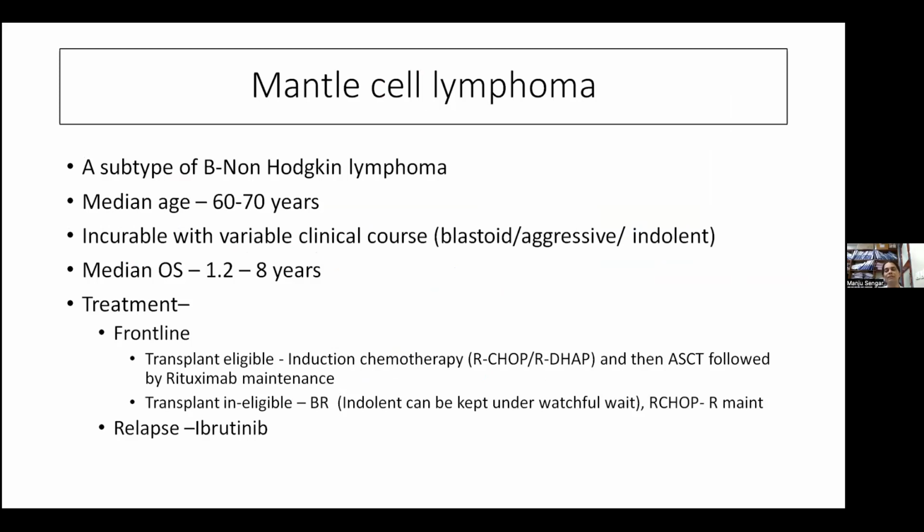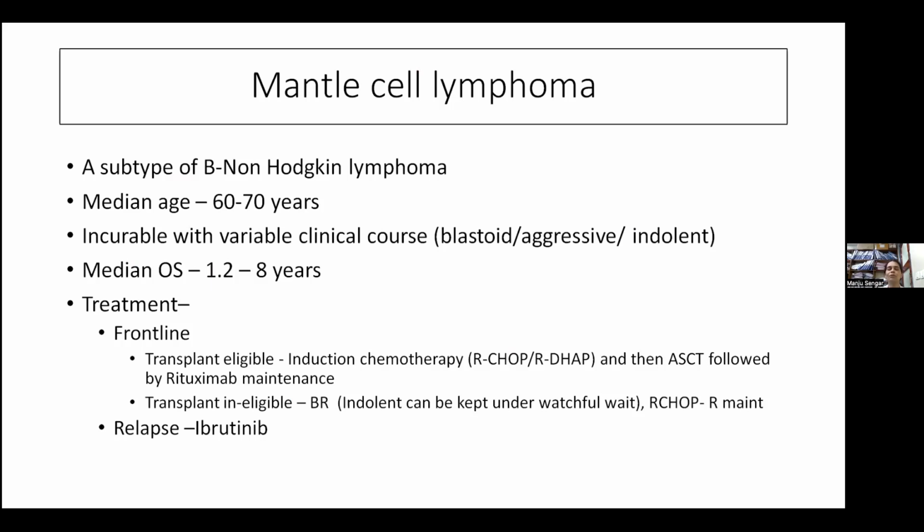Before we go to the actual article, I just want to briefly talk about mantle cell lymphoma because some of you may not be treating lymphomas. Mantle cell lymphoma is a B-cell non-Hodgkin's lymphoma, presenting in relatively elderly individuals. It has a variable clinical course, but it is incurable. Depending on whether you have an aggressive form, the median overall survival is around 1.2 years, versus if you have a relatively indolent disease, the median overall survival is 8 years. But the bottom line is it is not curable.